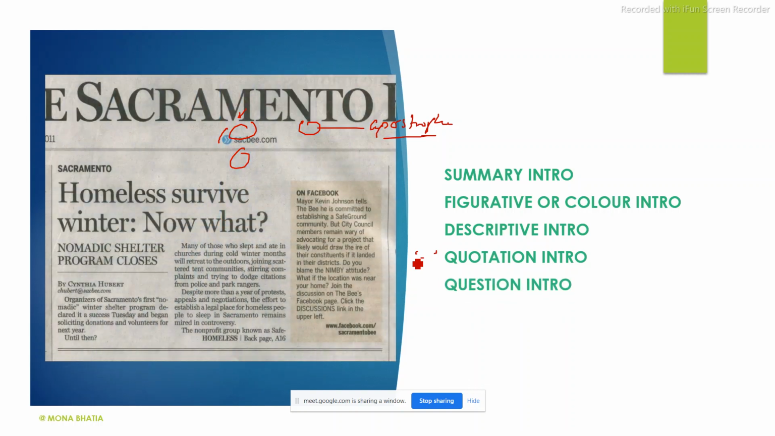Sometimes in the news headline, a question is asked: homeless survive winter, now what? So this question mark raises curiosity in the mind of the reader. The reporter has chosen to open his report with a question, which lends an element of curiosity. As the question leaves the issue open, it stimulates the mind of the reader to read further, to find the answer to that question, right? After giving the intro comes the job of writing the body of the news story. These are the different intros.